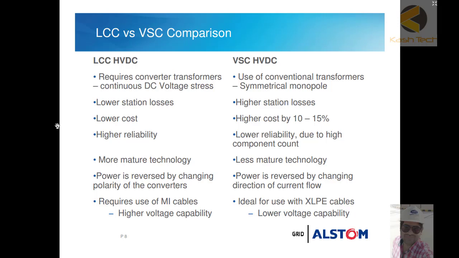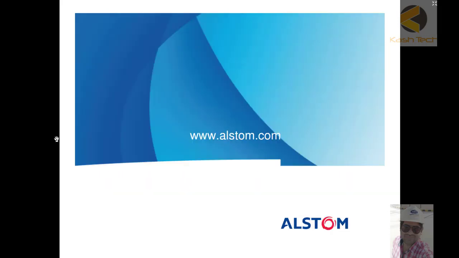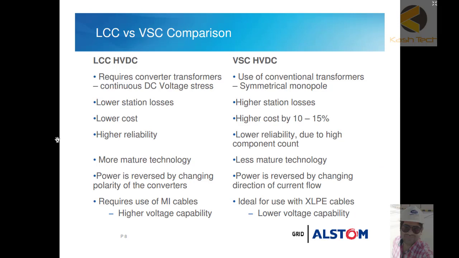So we have seen that if you want to change the direction of power in LCCs, you have to completely change the polarities from station A to B, whereas in VSCs the power flow direction can be reversed with no need to change the polarity of the voltages. LCC requires the use of MI cables with higher voltage capability, whereas VSC is ideal for use with XLPE cables, with lower voltage capabilities. So this is a very basic comparison between LCC and VSC. There are always cost calculations for a particular power transmission and a particular distance to see which is more feasible. Now more and more VSCs are employed in HVDC systems. So this is the end of this section. Thank you.